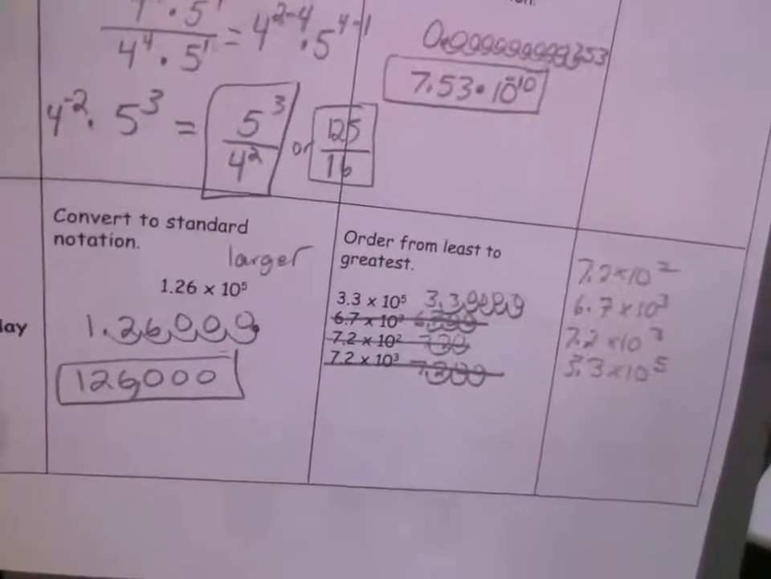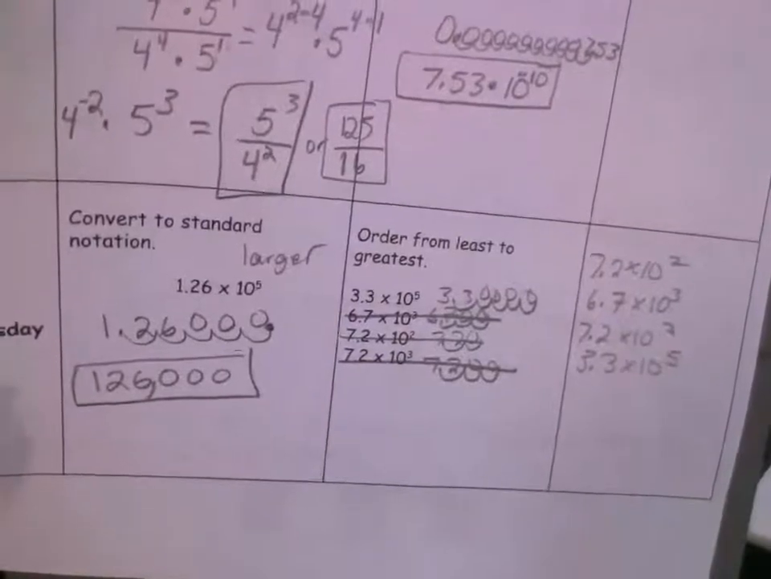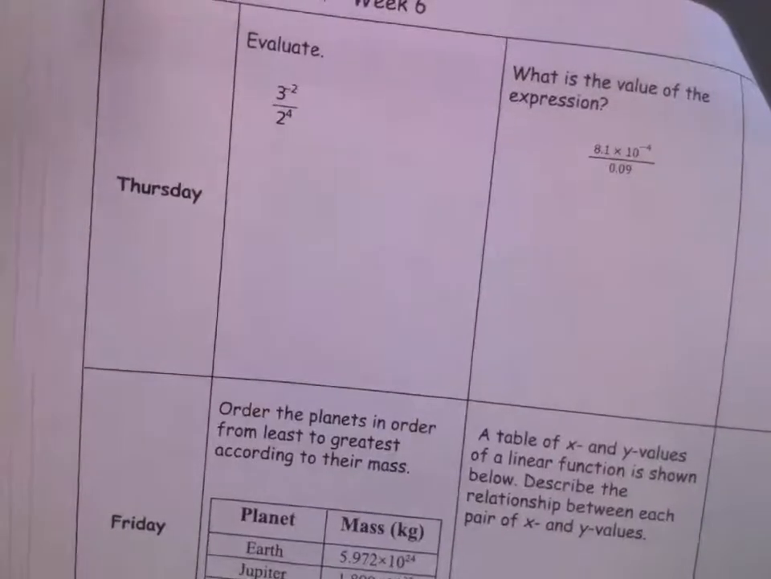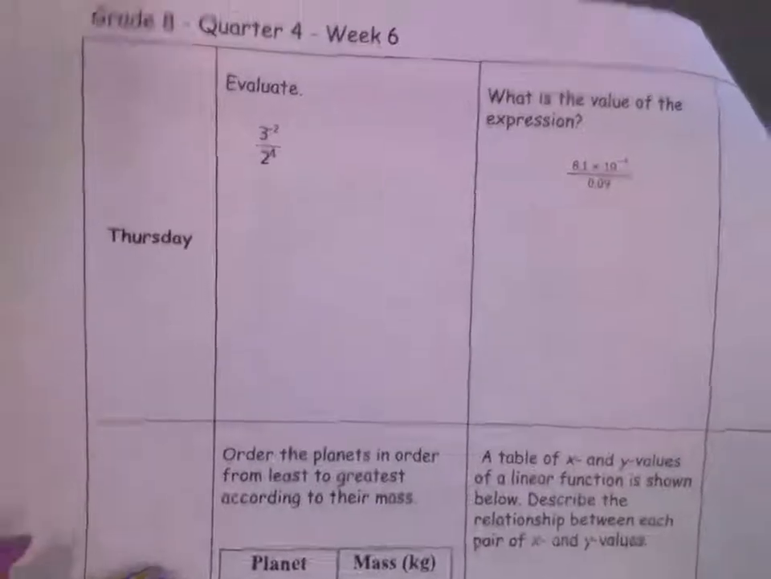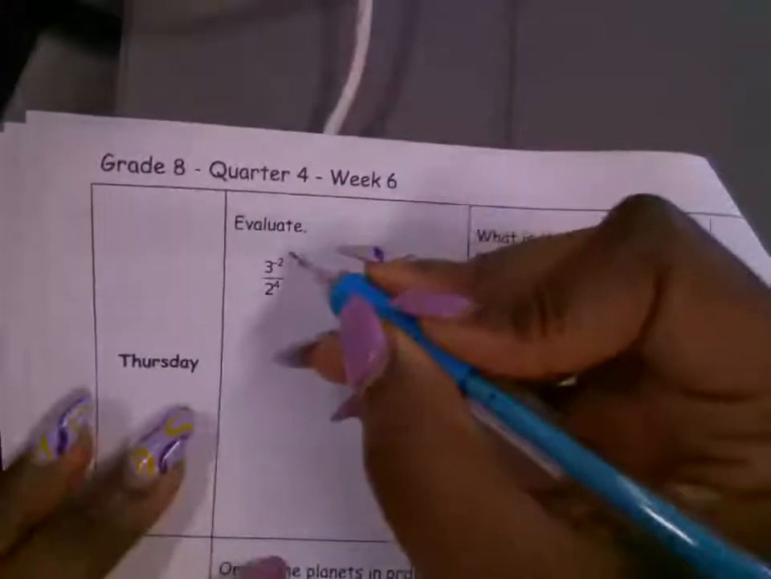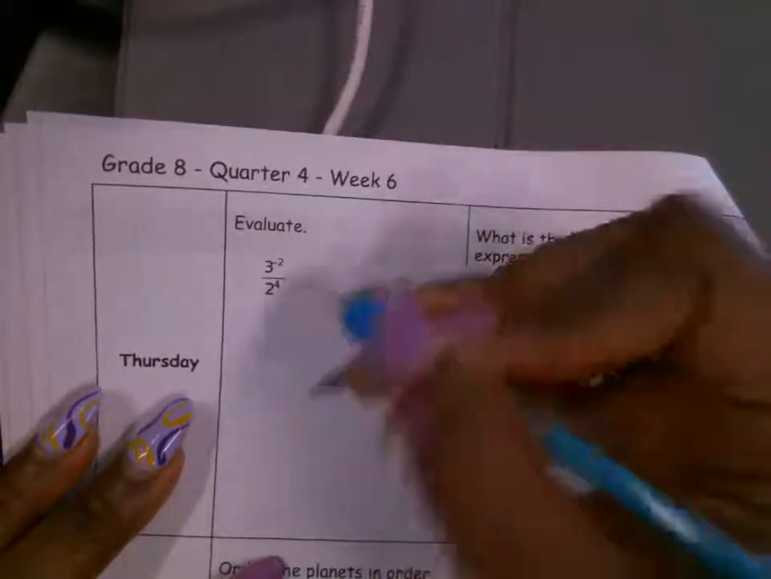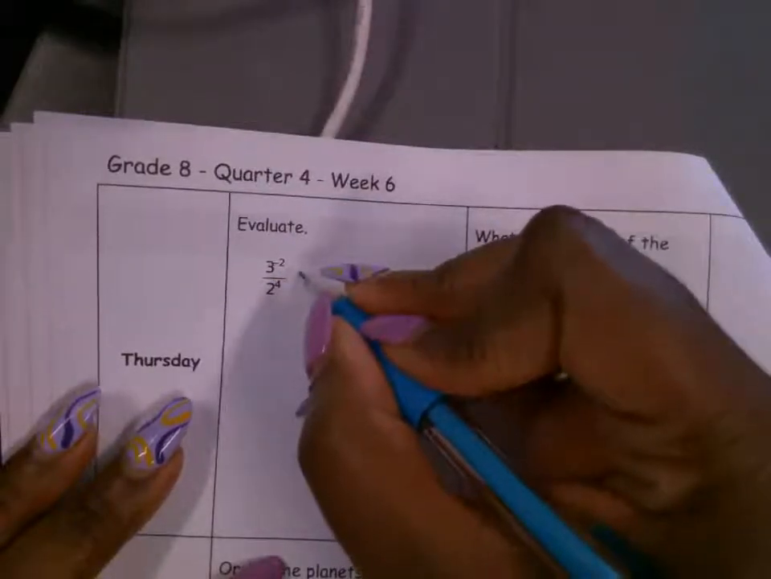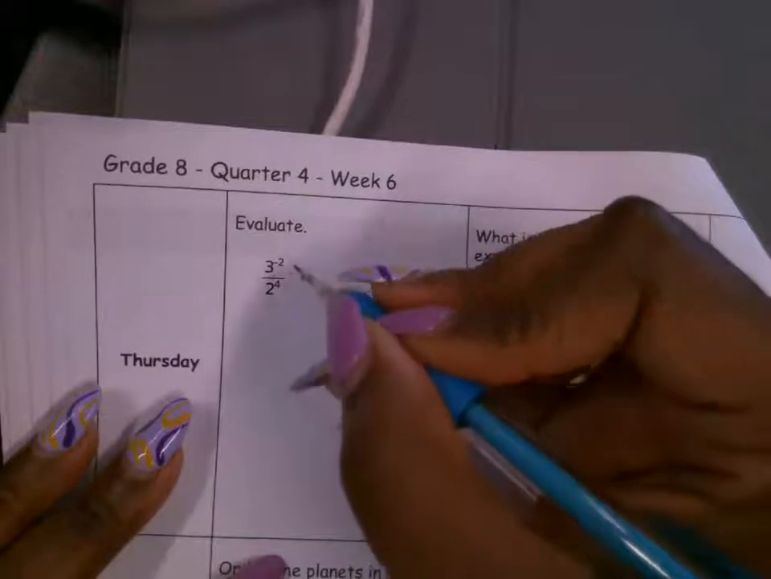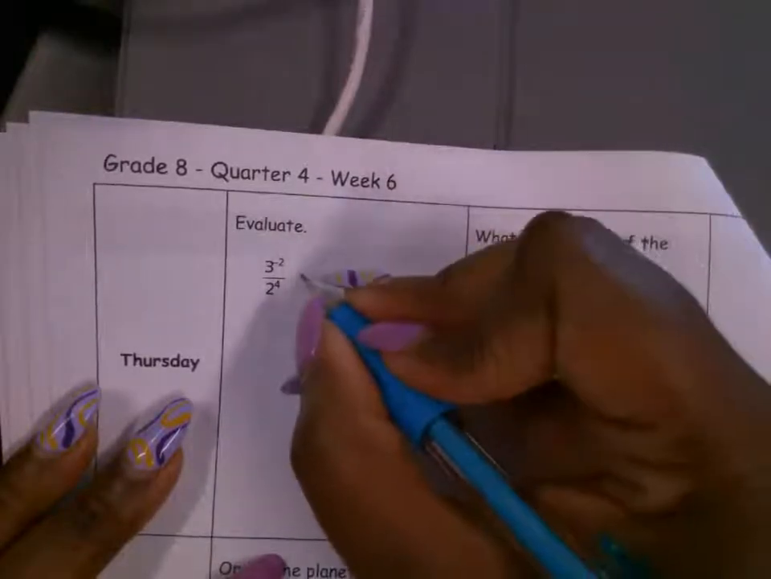Okay? Pause for the cause. Please make sure you write everything. All right, so now let's look at Thursday. Okay, it says evaluate. So you're going to evaluate this. You're dividing exponents here, but these don't have like bases. So guess what you cannot do? You cannot combine or subtract the exponents.